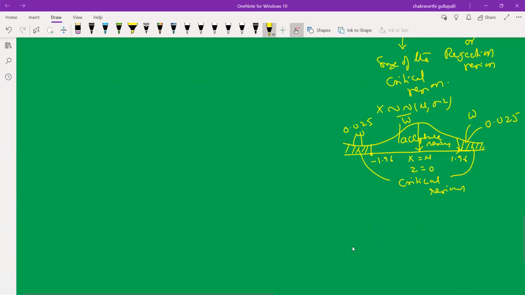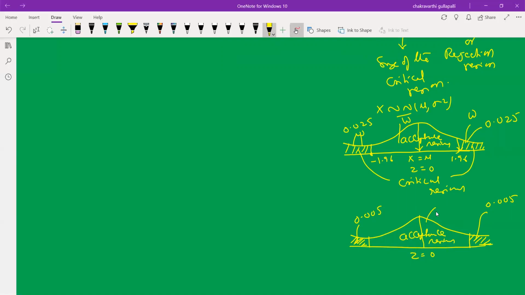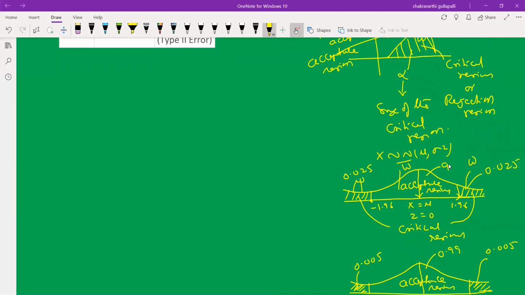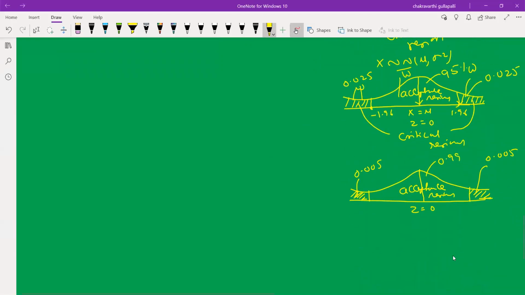So one more example. Same normal population for the large case, Z equal to 0. Now the size of the critical region is 1%. Shade both sides: this is 0.005 and this area also 0.005. Now this is the acceptance region. This area is 0.99, a 99% confidence interval. But in the previous example, the acceptance region size is 95%, 0.95.